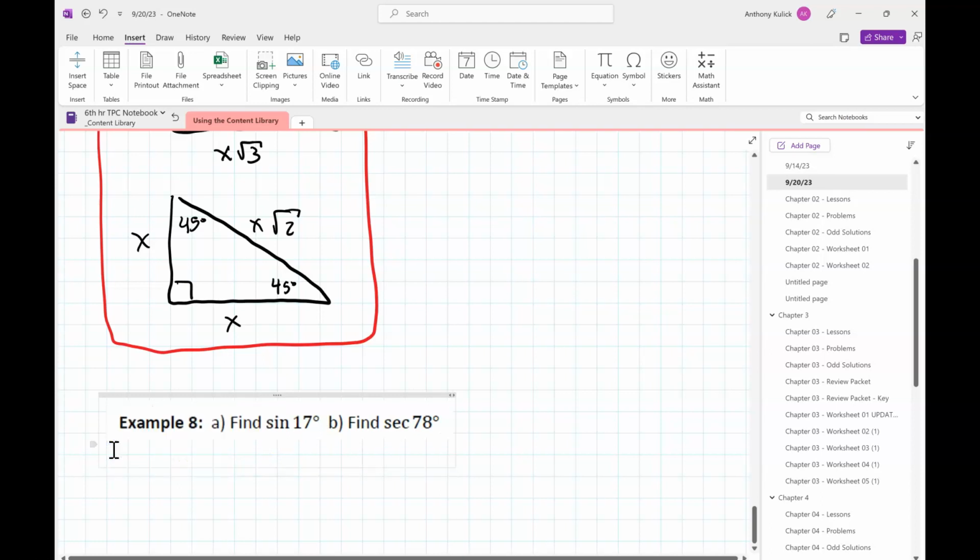So this one says find sine 17 or find secant 78. What do you notice about this problem that's missing as compared to the other problem? The without a calculator part. So can I use my calculator to do this? Heck yeah, I can. All right.